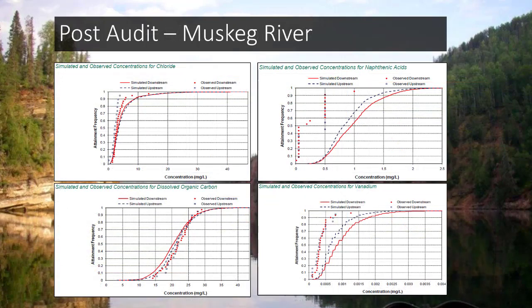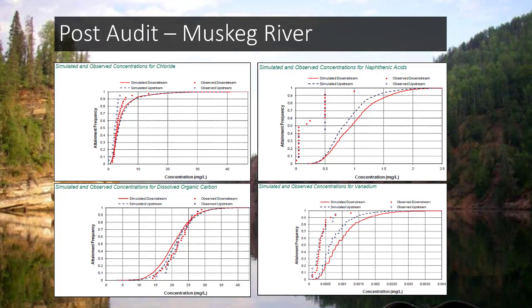This is another one we did. Muskeg River is in the oil sands area, and so these are cumulative distribution curves. So again, this is concentration, and this is the likelihood of reaching that concentration. So this doesn't tell you anything about time.